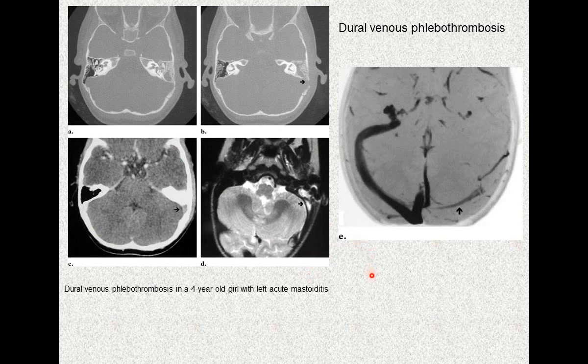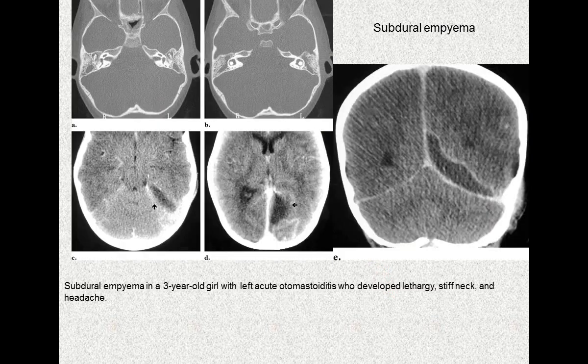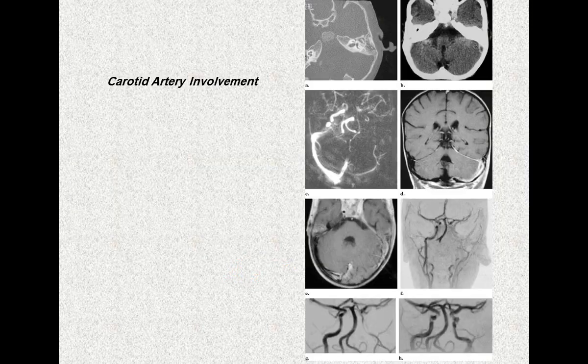Dural venous thrombophlebitis: left-sided mastoiditis with dural venous thrombophlebitis. Subdural empyema: a 3-year-old girl with left acute mastoiditis and subdural empyema. Carotid artery involvement also occurs in acute mastoiditis.